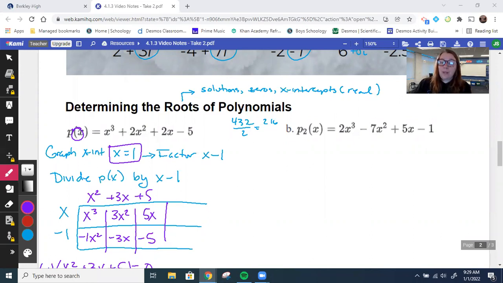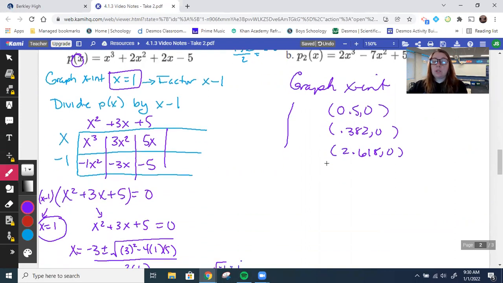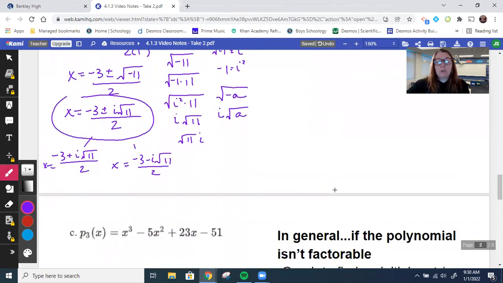So from the graph, there were x-intercepts at 0.5, 0.382, and 2.618. Those are the x-intercepts, so if I want the roots, then those are the roots. If I graph the x-intercepts, this is where it hits the x-axis. Those then are the roots. Sometimes it just works out like that. We won't put one like that on the test because we wanted to see that you can do this process. But that still gives us the roots, so I don't really have to do more for that one.